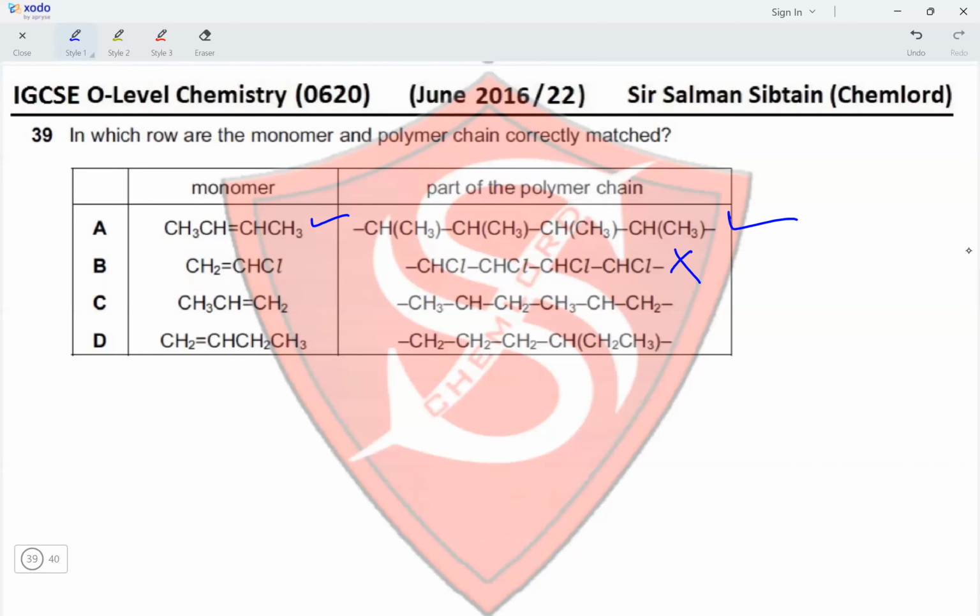In C, we've got CH3, CH, and CH2. So we would have CH3 in brackets and then CH2. But here the CH3 is part of the chain, so CH3 is placed incorrectly. And in D, we've got CH2 and CH, CH2, CH3. So CH2, CH3 should be in the chain as written on the right side of the polymer, but not on the left side. So this polymer is incorrect as well. This makes option A the correct option for this question.